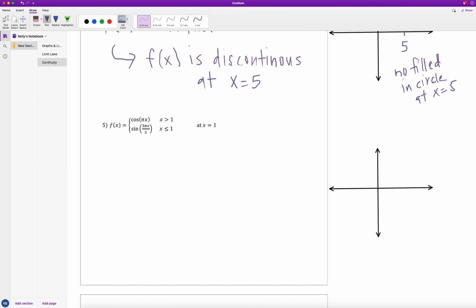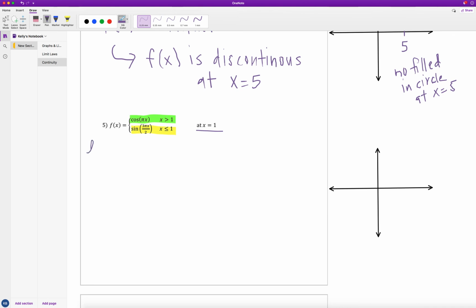It says f of x equals cosine of pi x if x is greater than 1, and then it says f of x equals sine of 3 pi x over 2 if x is less than or equal to 1. Well, you probably were looking for the equals to sign after the last example, so we do have an equals to sign, so there is a chance that this is going to be continuous at x equals 1, so let's go ahead and compute all of these.